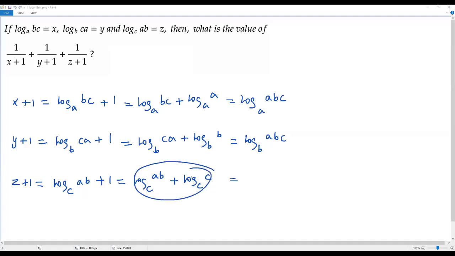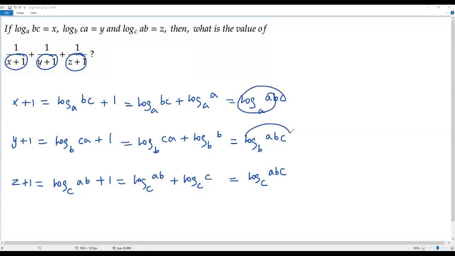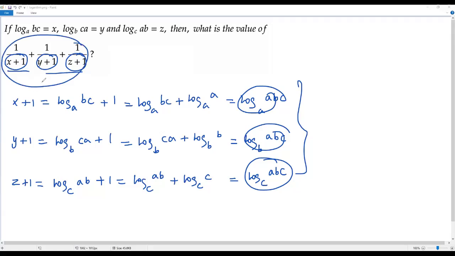Now we are adding two logarithms with the same base C, so we can write the logarithm once with the same base and multiply the arguments, that is A times B times C. Now I have the expressions x plus 1, y plus 1 and z plus 1. Now I can plug these into the fraction and evaluate the value of this expression. Let me erase all this and continue the problem.